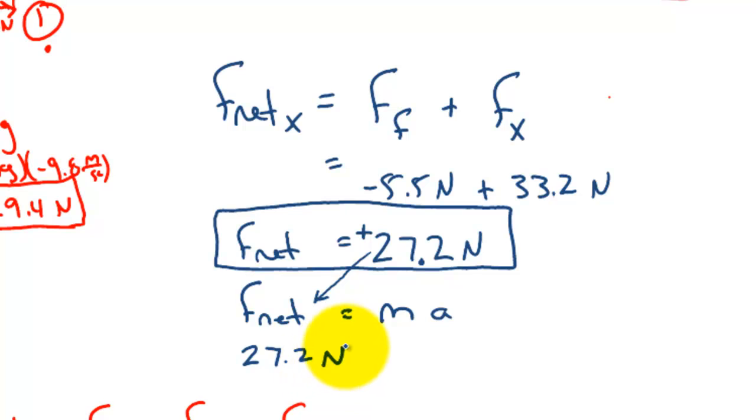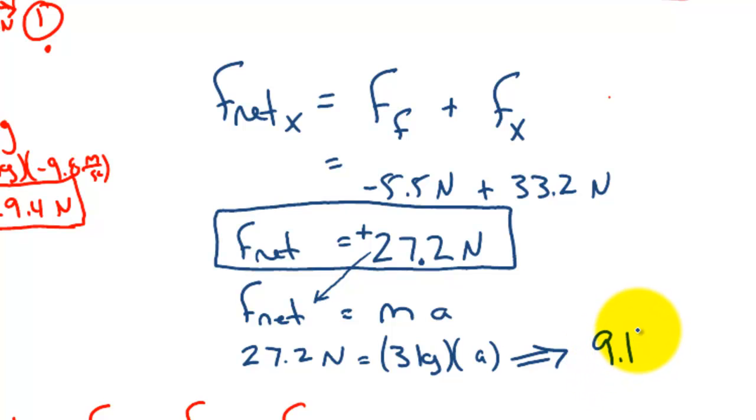27.2 newtons is going to be equal to the mass. The mass was originally 3 kilograms multiplied by the acceleration. And now we have to isolate for a, so 27.2 divided by 3. And we're going to see acceleration is going to be roughly equal to 9.1 meters per second squared.